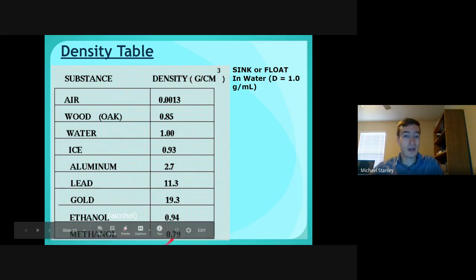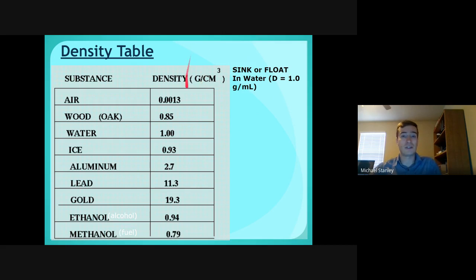All right, so here we have a table of some different substances that all have different densities. One cool thing to point out is that water, like pure, fresh, clean water, has a density of exactly 1.0. So water is exactly 1 gram per centimeter cubed. That is its density. So everything else is based on whether it is less dense or more dense than water.